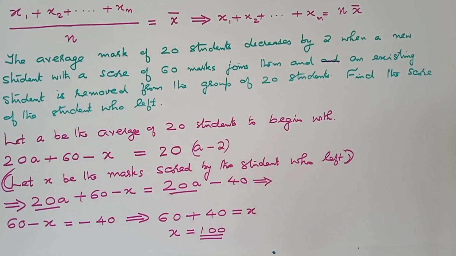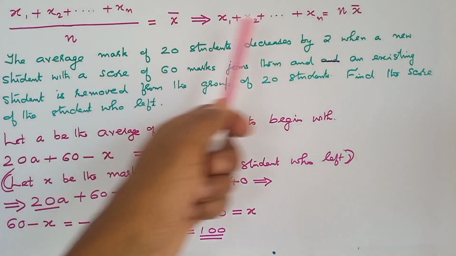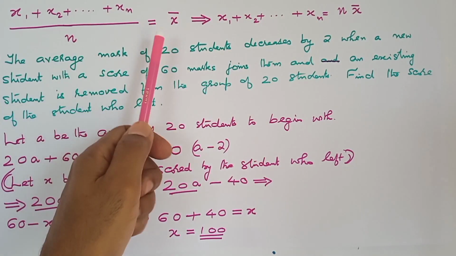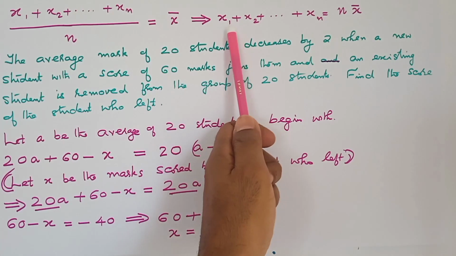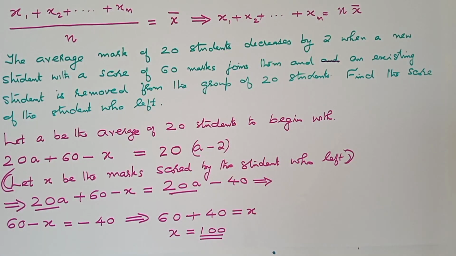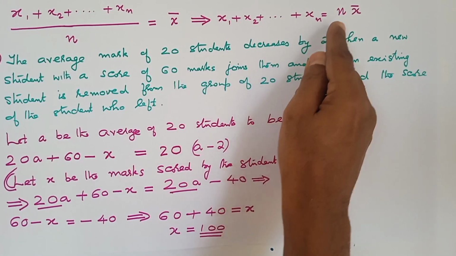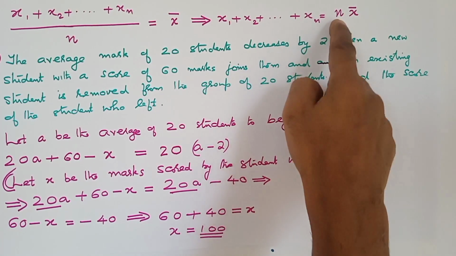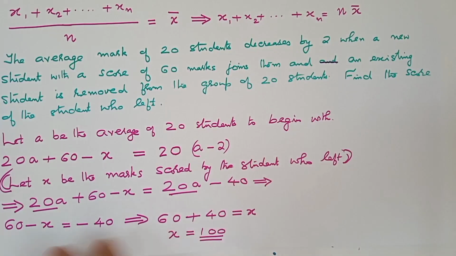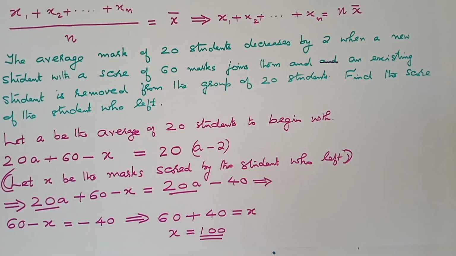So this is the score of the student who left the group, which is what we are asked to find out. As you can see, this is not such a difficult problem, but I gave you this problem to illustrate the two observations you have made here. One, how to find out the average, and the other observation, the sum of the observations in a data you get by multiplying the total number of observations into the average, which is what you have used here. In fact, this simple idea we will use a lot in solving problems on average.